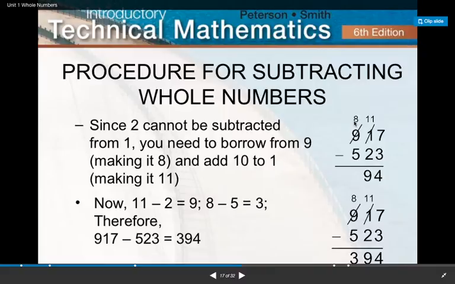We move over to the next column. We don't have a 9 anymore, now we have an 8 right here. So we're going to do 8 minus 5, which is 3. So our answer to 917 minus 523 is 394.